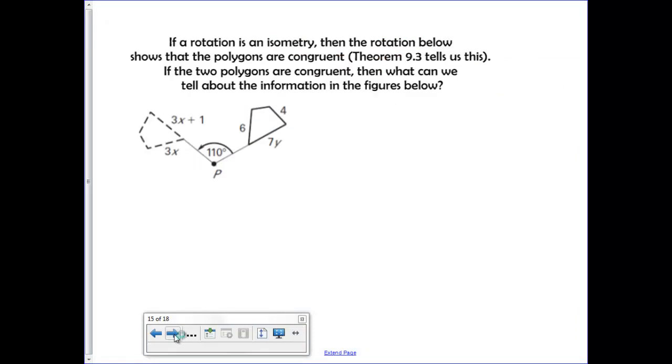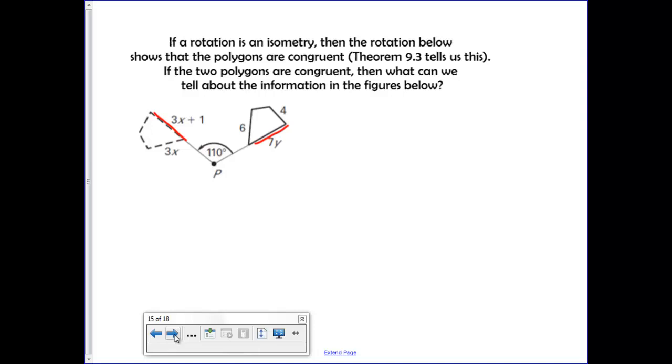If a rotation is an isometry, what's that isometry word mean again? The side lengths are the same, and the angles are the same measure, right? Isometry, we keep all the lengths and all the angles the same. So if a rotation is an isometry, if I rotate this, everything should be the same. They should be the same measurements. So when I look at this picture, what parts correspond? If I push the pre-image onto the image, which parts would line up, match up? What would 7y match up to?